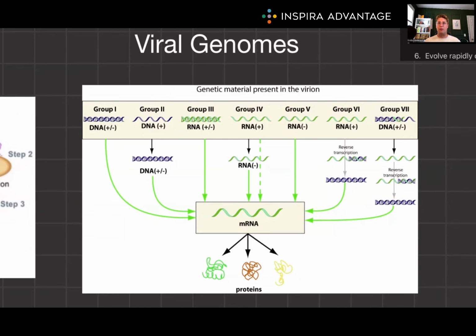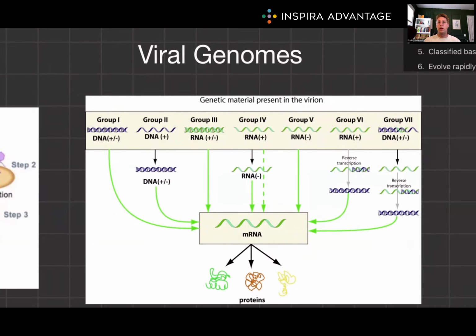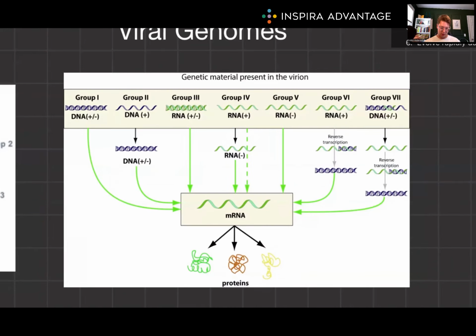Let's take a look at viral genetics. Viral genomes can be composed of DNA or RNA and can be single-stranded or double-stranded. Unlike cellular organisms, some viruses use RNA as their genetic material. Based on their genetic material, we classify viruses into 7 groups according to the Baltimore classification. First, we have straightforward, double-stranded DNA viruses. Then we have single-stranded DNA viruses.